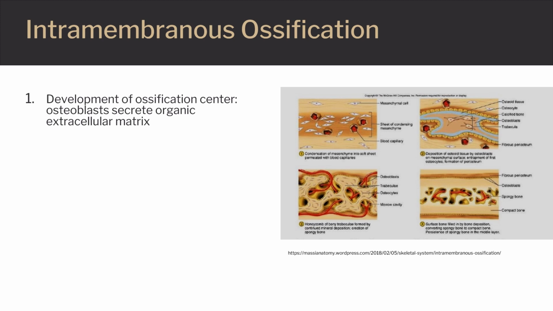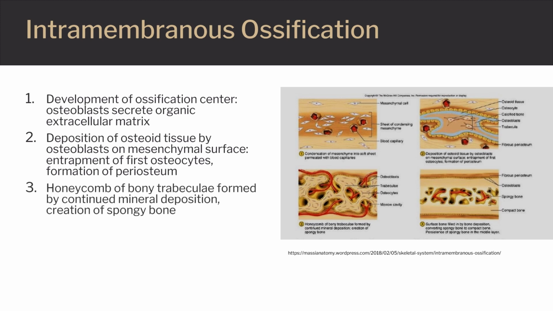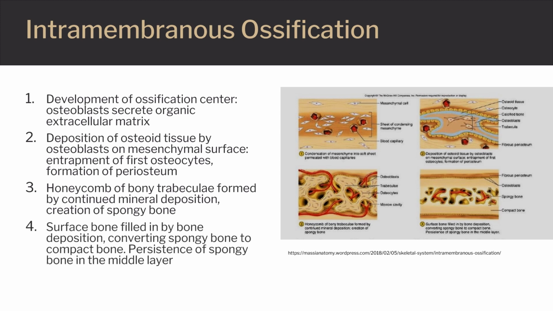1. Development of ossification center. Osteoblasts secrete organic extracellular matrix. 2. Deposition of osteoid tissue by osteoblasts on mesenchymal surfaces. Entrapment of the first osteocytes and formation of the periosteum. 3. Honeycomb of bony trabeculae formed by continued mineral deposition, creation of the spongy bone. And 4. Surface bone filled in by bone deposition, converting spongy bone to compact bone. Persistence of spongy bone in the middle layer.